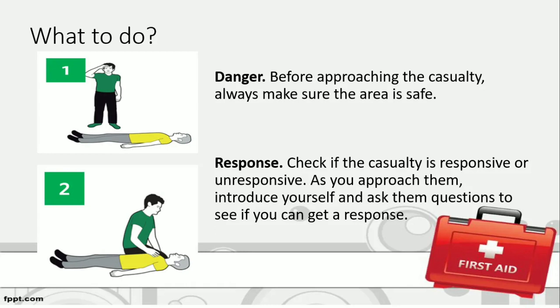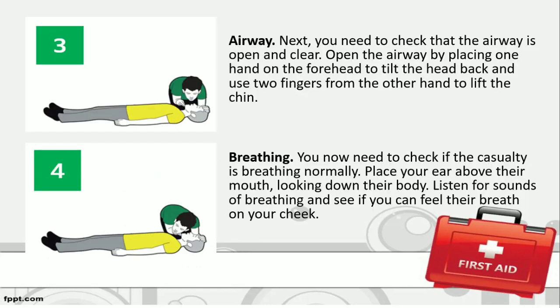Next is the response. Check if the casualty is responsive or unresponsive. So as you approach them, introduce yourself and ask them questions to see if you can get any response. So in checking the response, kneel next to their chest and tap their shoulder and say, hey, hey, hey, are you okay? Or asking what happened, kung conscious siya. So if the casualty opens their eyes or gives any gesture, it means that they are responsive. So if they do not respond to you in any way, they are unresponsive and should be treated as quickly as possible.